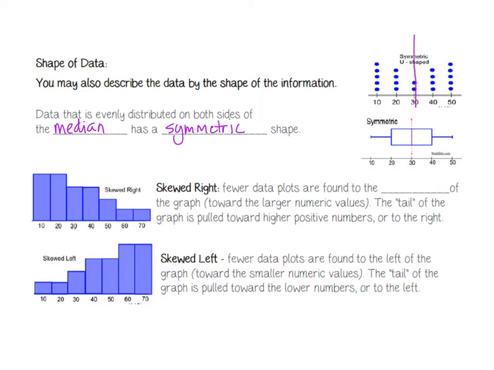So here is a U shape that is a symmetric U shape. You will also see a bell curve, or even like on this box plot, if I were to fold that in half, it is the mirror image.